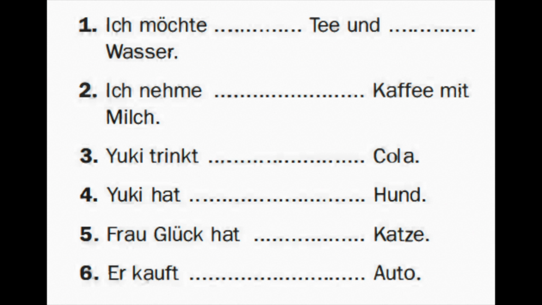Frau Glück hat eine Katze. Same applies here, but eine because Katze happens to be feminine, right? The feminine gender. Kauft ein Auto. That's correct. Kaufen takes a direct object, right? To buy. And Auto happens to be neuter.